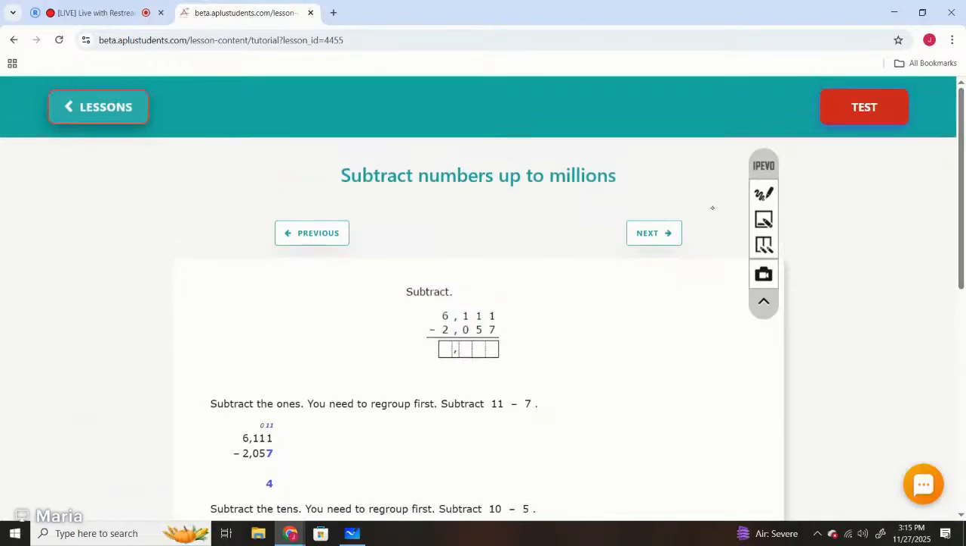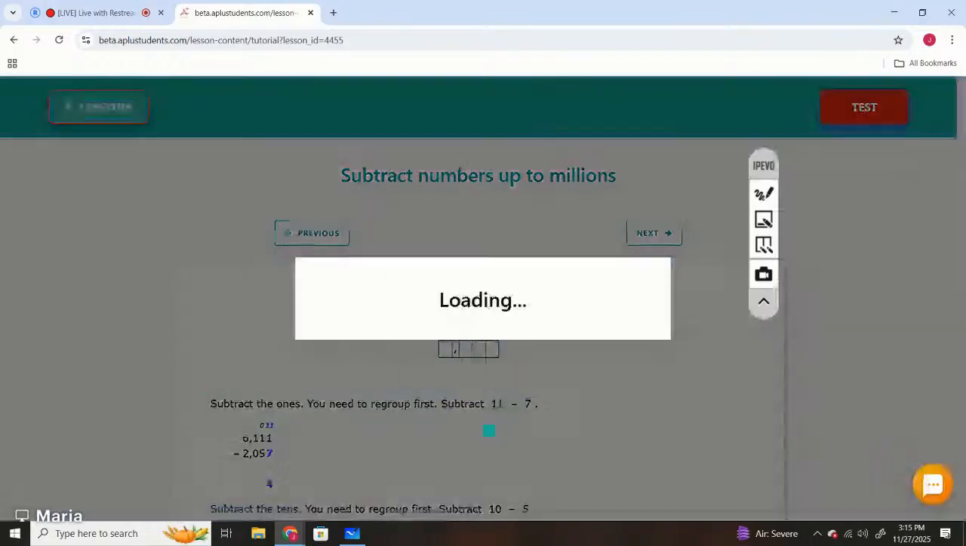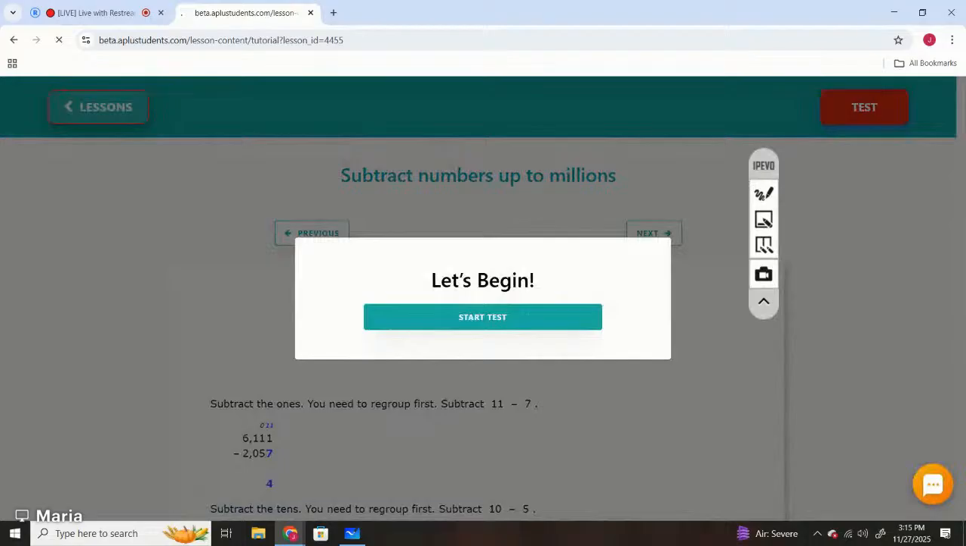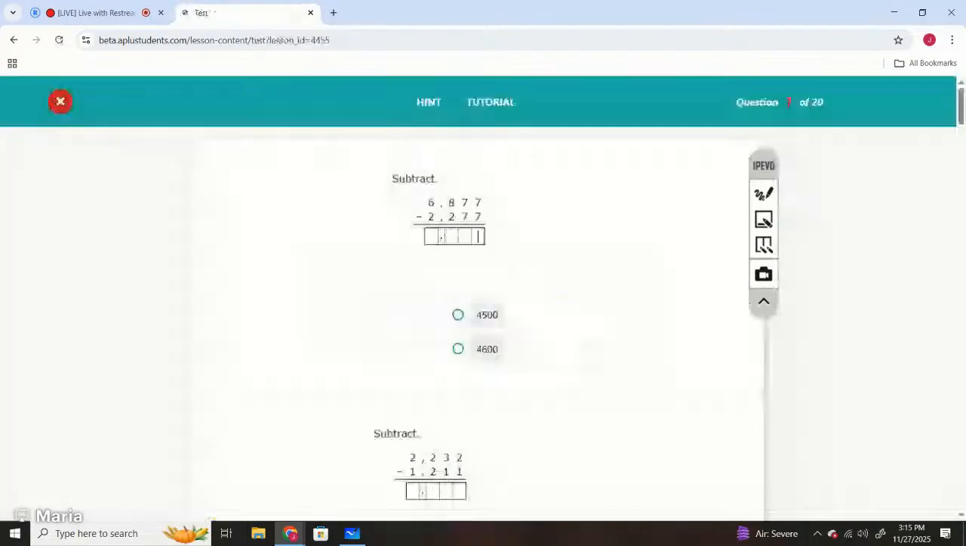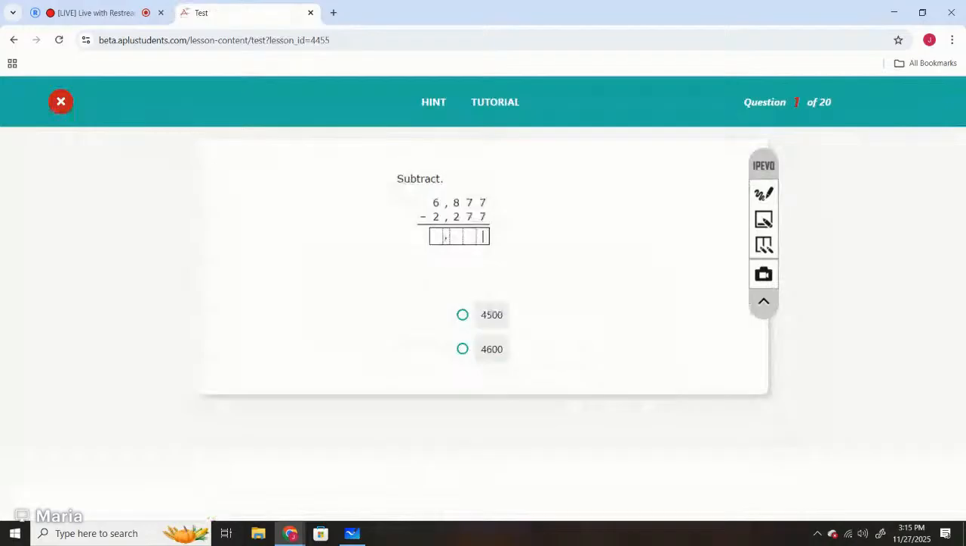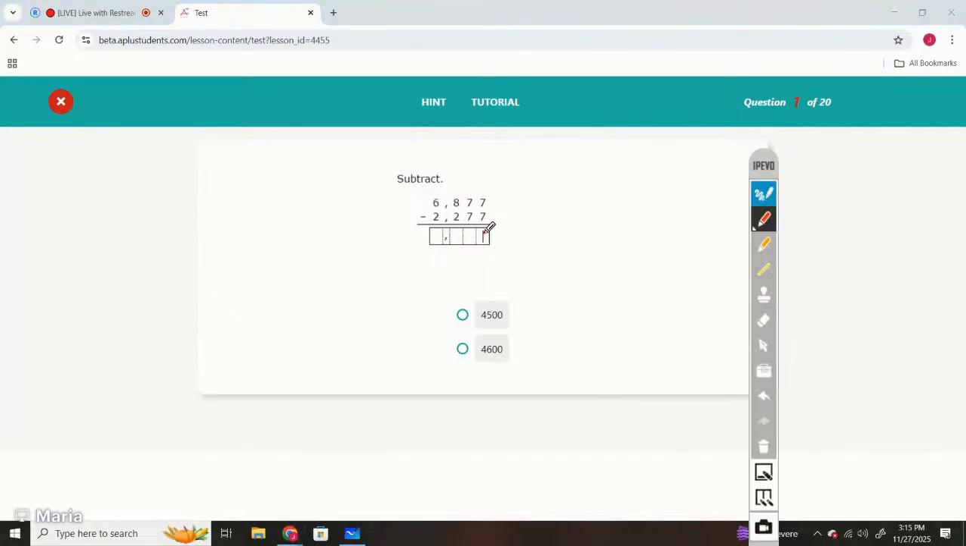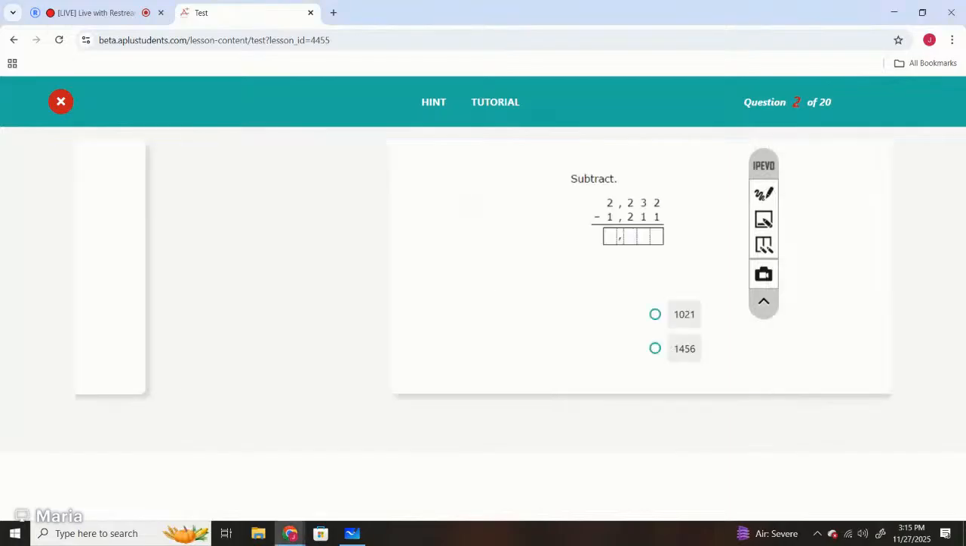Subtract up to millions. I'm going to start with the test questions, so that we can do most of the test questions. Start with subtracting from the ones digit. 7 take away 7 is 0. Again 7 take away 7 is 0. 8 take away 2 is 6. And 6 take away 2 is 4. So the correct option is 4600. Option number 2 is the correct option, that is 4600.